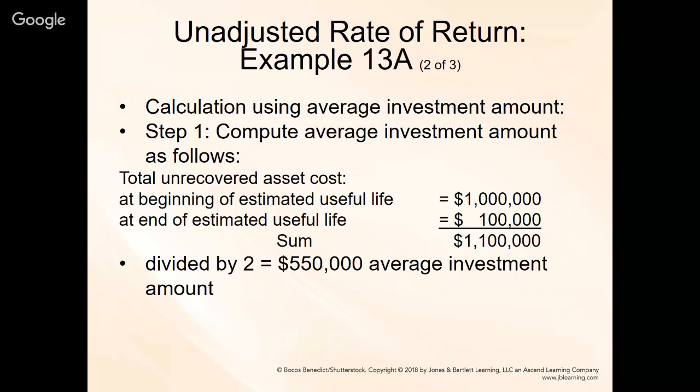Now we just read that, but the first thing you're going to do is compute your average investment. We know that was $1 million. Useful life was 100,000. The sum was 1,100,000 divided by 2 gives you an average of 550,000 average investment amount.